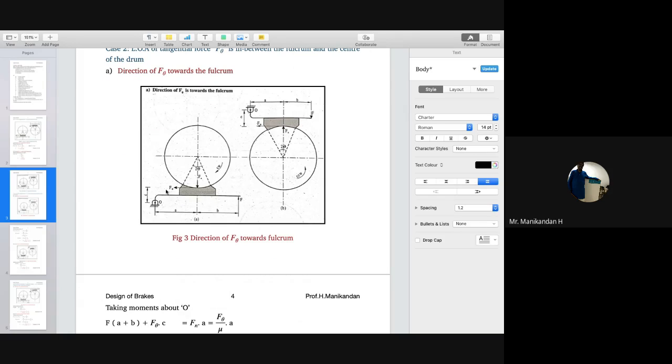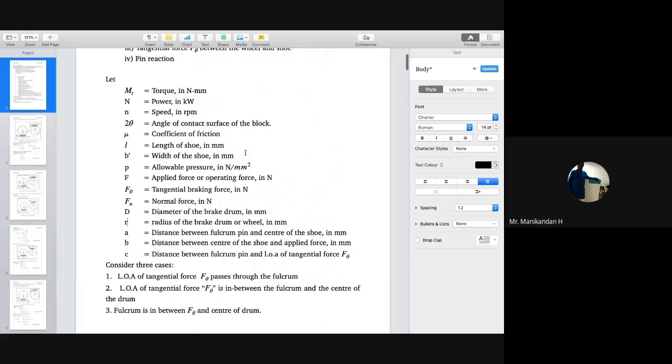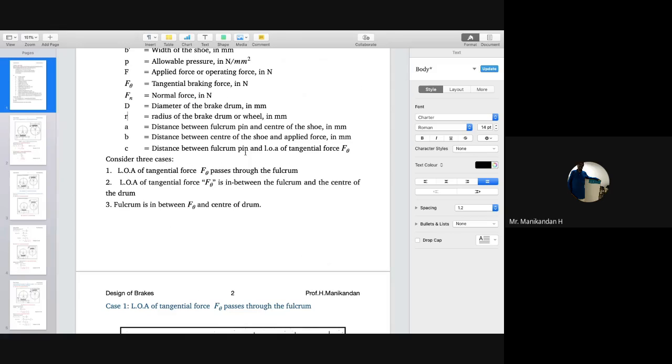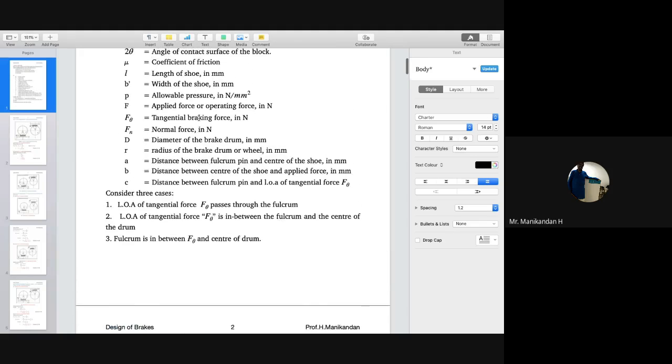Here, if you see, the tangential force is above the fulcrum pin, so there is some distance between the fulcrum axis and the line of action of the tangential force F theta. That vertical distance we call C. Always remember these ABC distances, you should not change them, because all the formulas we are seeing are based on this logic of A, B, and C. You always start from the fulcrum pin. Fulcrum pin to the center of the shoe is A. Center of the shoe to the applied force is B. And the vertical distance between the fulcrum pin and the line of action of the tangential force is C. So these are the notations you should be acquainted with.